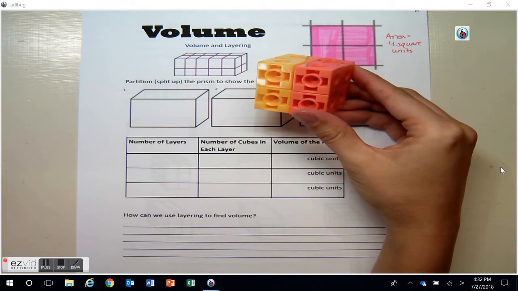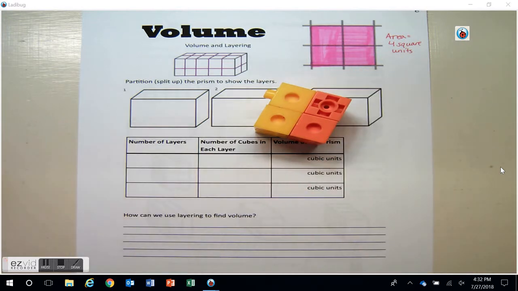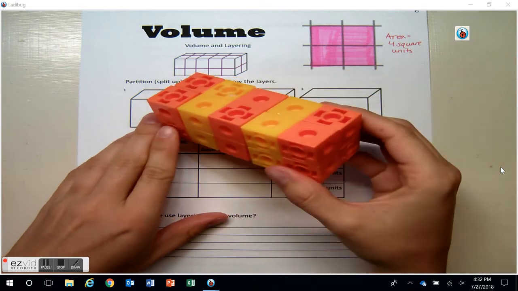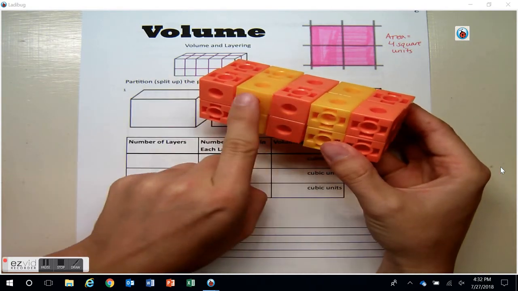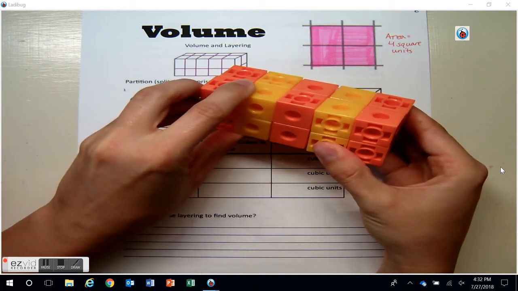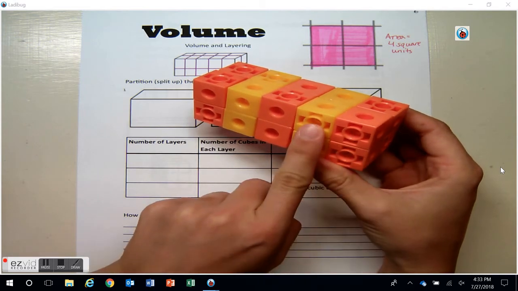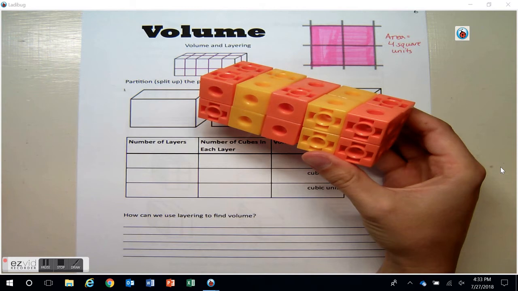Just like how we were building those stories on a building, this time we're adding layers, but adding them vertically, kind of like bread slices. Let's go ahead and create this prism by adding 3 more layers. So here they had 1, 2, 3, 4, 5. I created 5 layers. Well, how many cubes were in each layer? How many cubes did we add each time? Each time I have 4 cubes that I added in each layer.